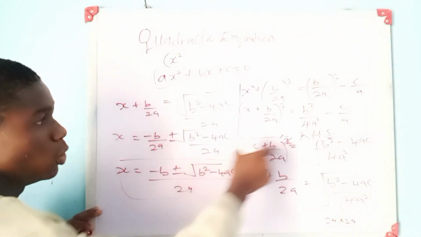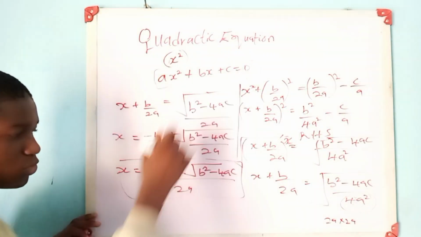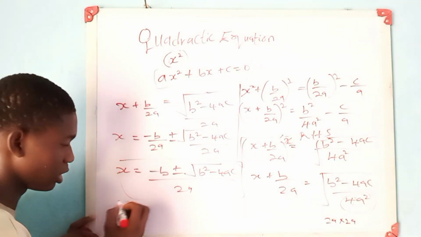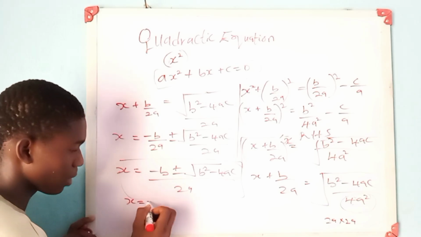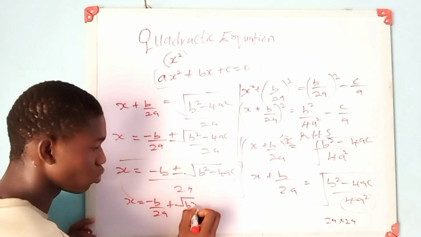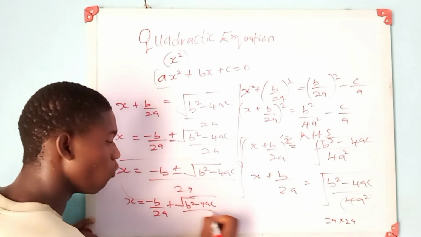On quadratic equation, you can use this same format that we use here to get what? The answer. What you're just going to be doing is that at the end of this point, you are going to be saying, now our x is then equals to minus b over 2a plus square root of what? B square minus 4ac over 2a.